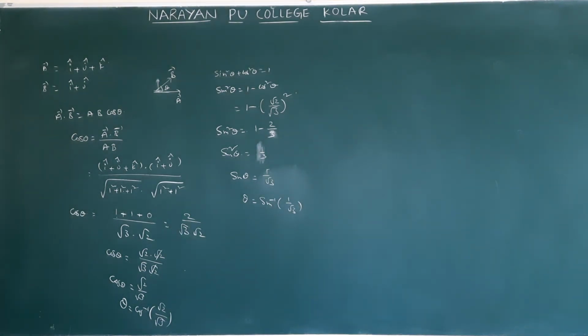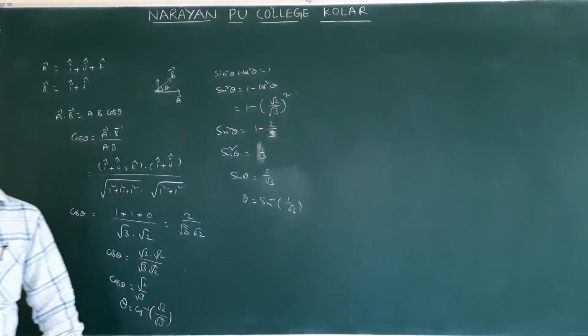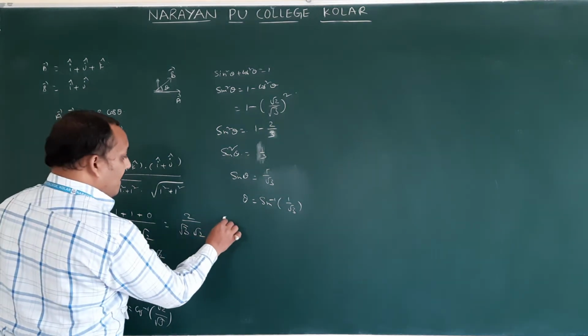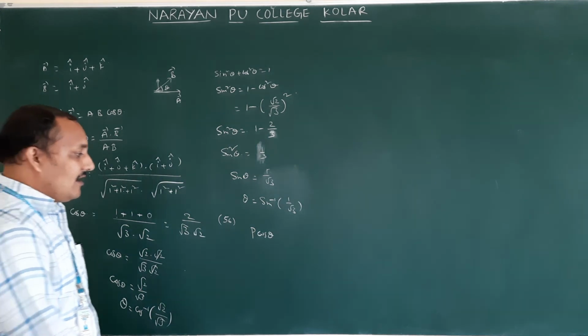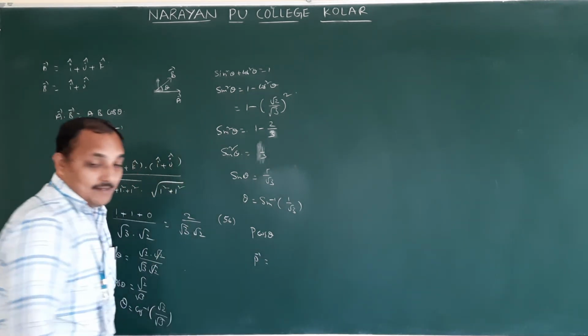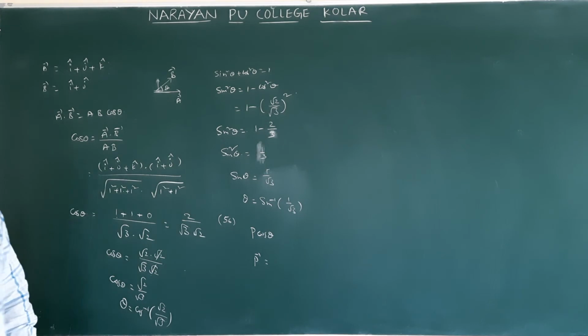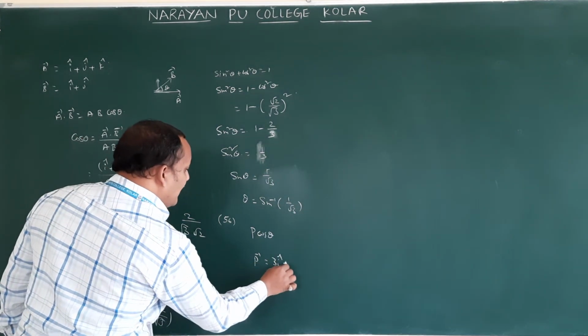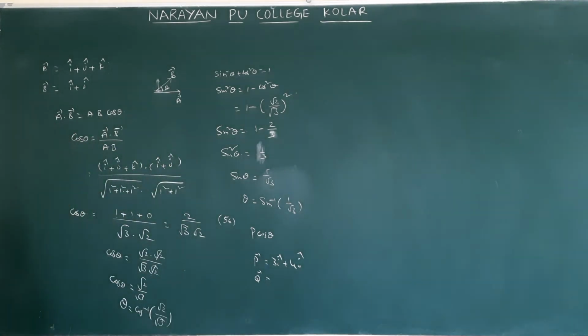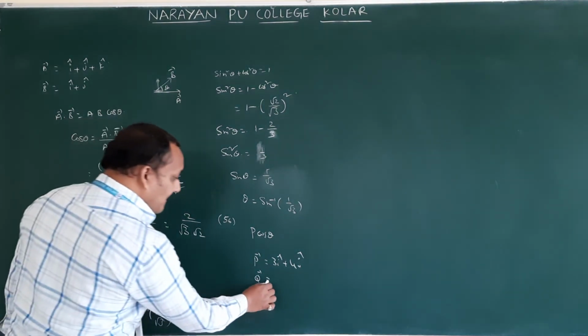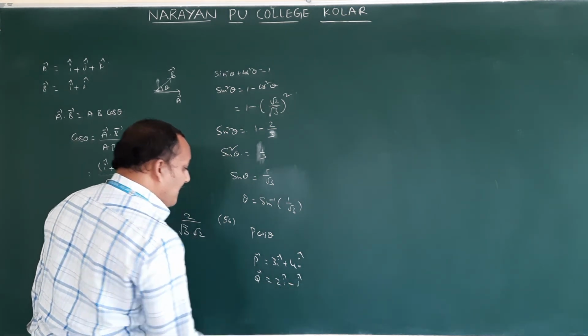Next is question number 56. The magnitude of component of vector p bar along the vector q bar. This formula I gave for you: P cos theta. Did you remember? P bar along q bar. What is P bar here? P bar they gave 3i cap plus 4j cap. Q bar they gave 2i cap minus j cap.